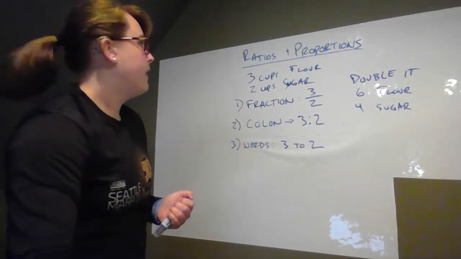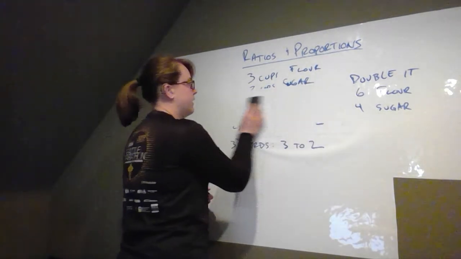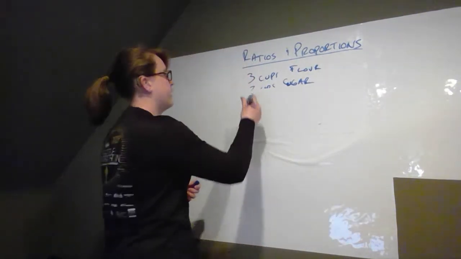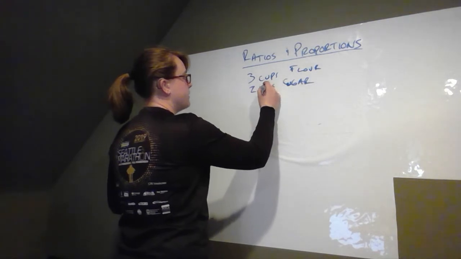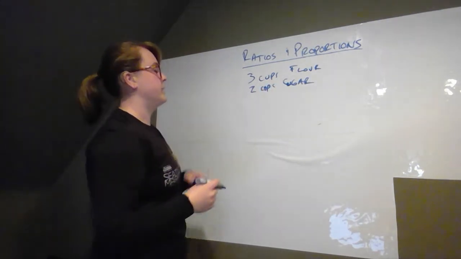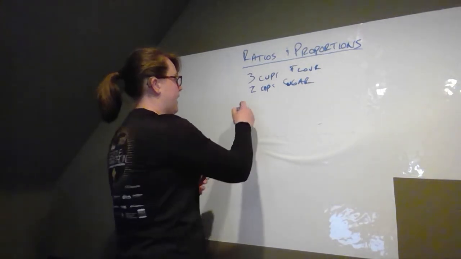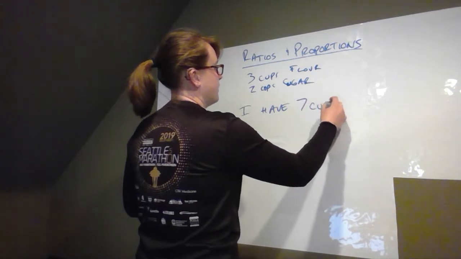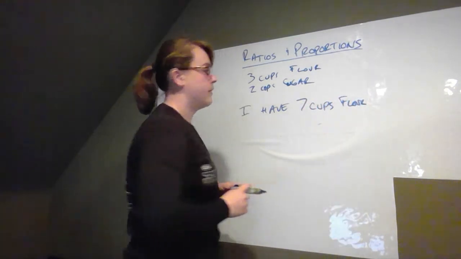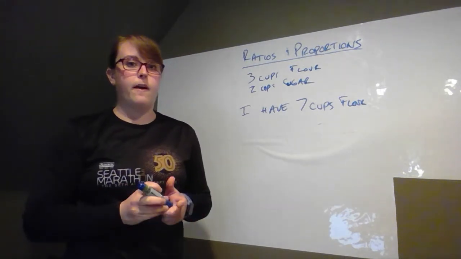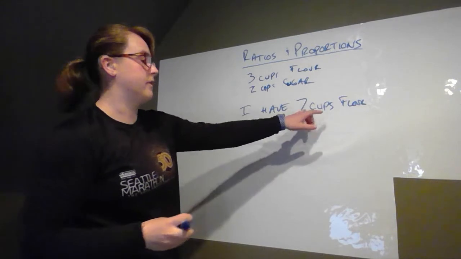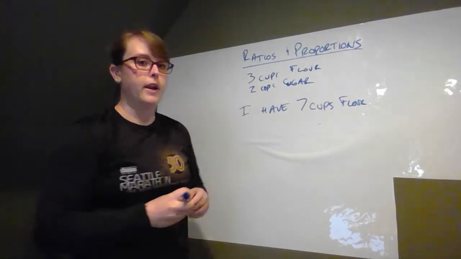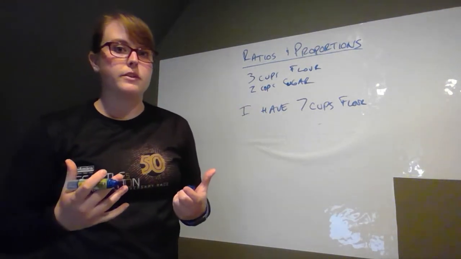But what if instead I had something like, let's say with this same scenario, it's still a 3 to 2 ratio here. But instead, let's say I have 7 cups of flour. If I was going to use all 7 cups of flour, how many cups of sugar would I need to use? That's where we set up something called a proportion so that we can solve it.